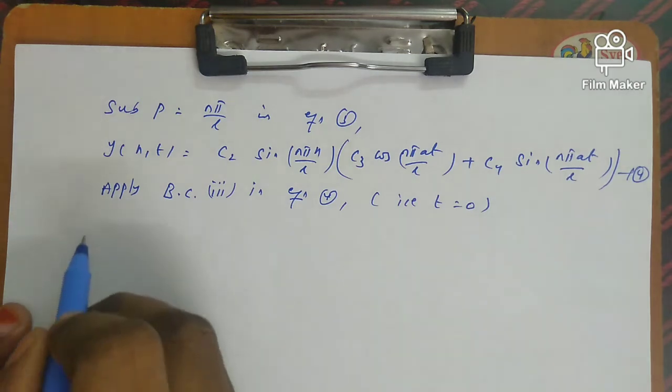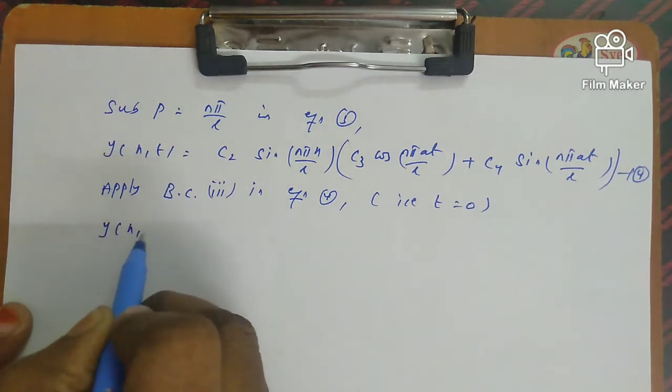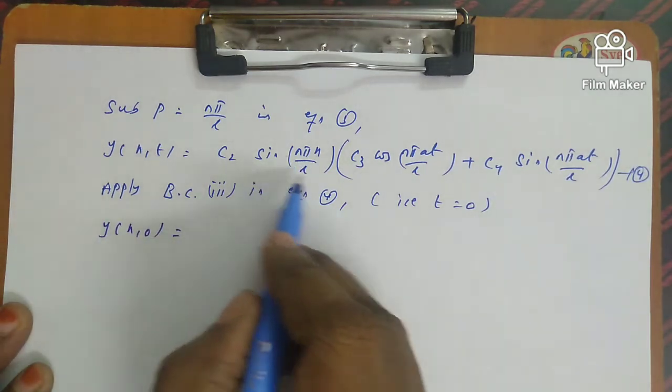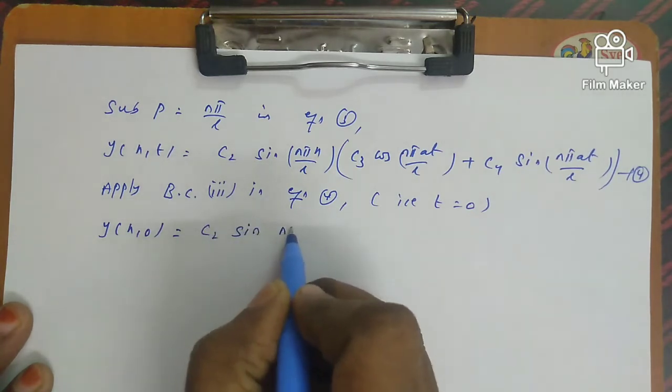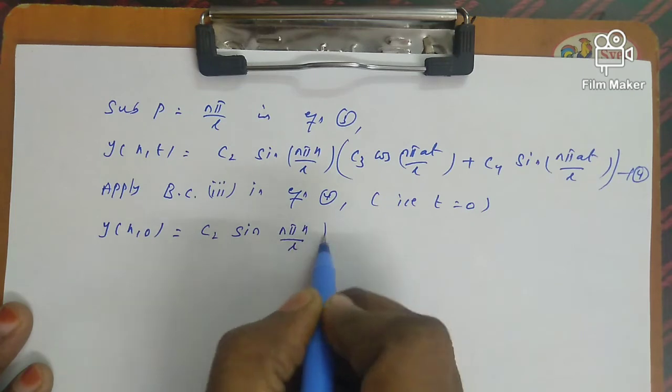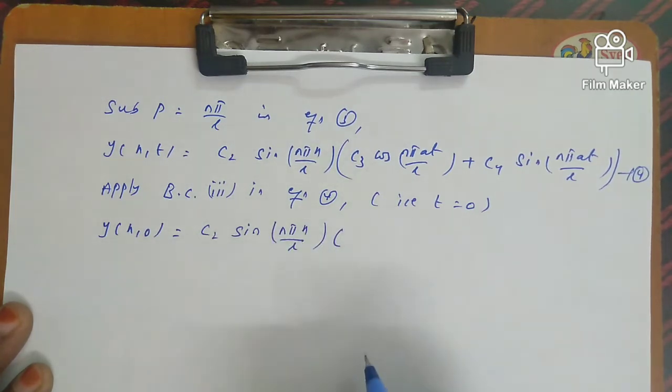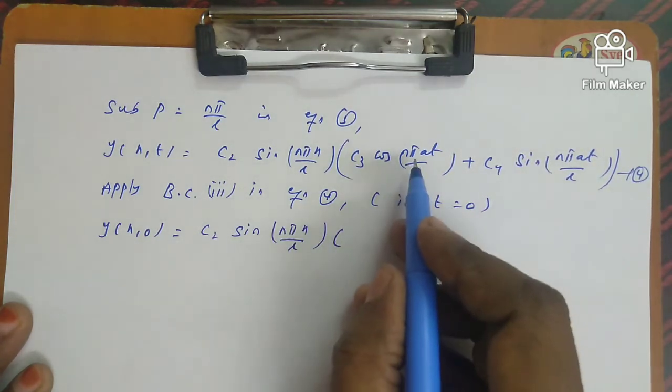So what will happen? The left hand side will become y of x comma 0 equal to, here there is no t, so the first term will become as it is, sin n pi x by L into C3 cos n pi at.